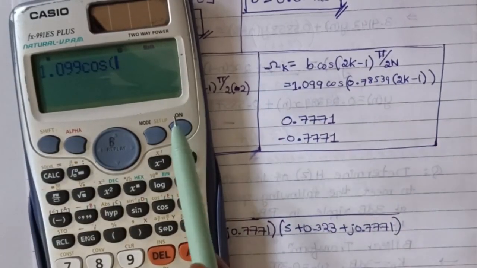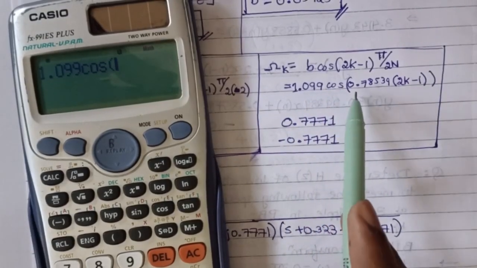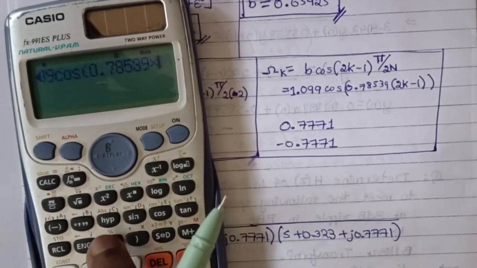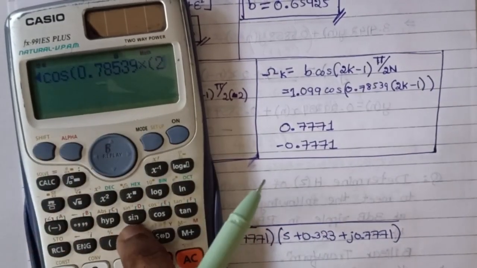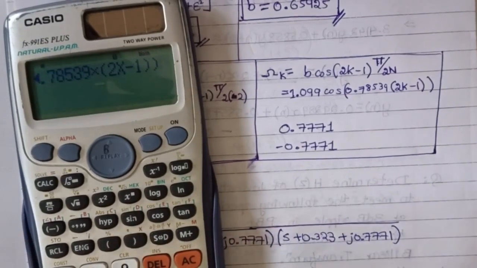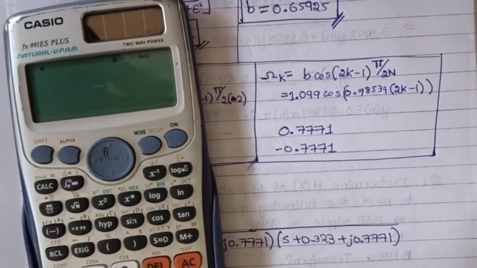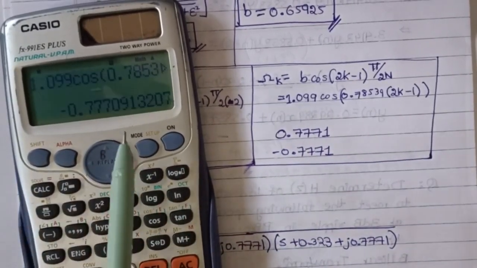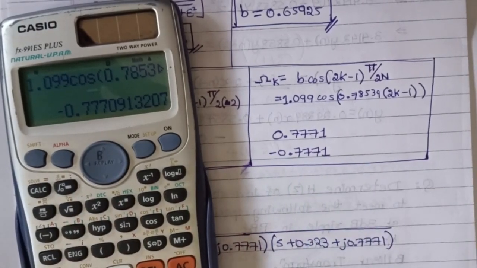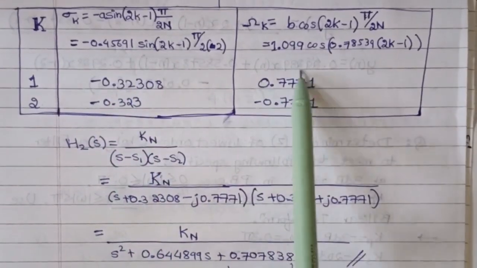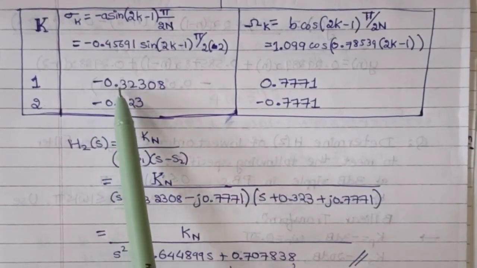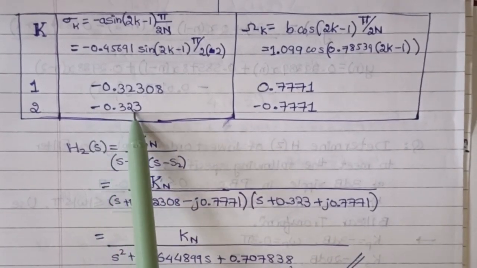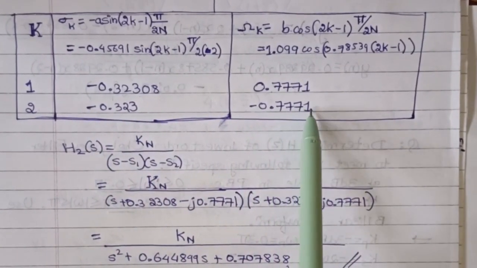Similarly, feeding the omega k equation in the calculator, 1.099 cos of 0.7853 into (2k minus 1). I will take 2x minus 1. Calculating when x is equal to 1, 0.771. Calculating when x is equal to 2, minus 0.771. We know that this is the real part and this is the imaginary part. Therefore, S1 is equal to minus 0.3028 plus j 0.771 and S2 is equal to minus 0.323 minus j 0.771.